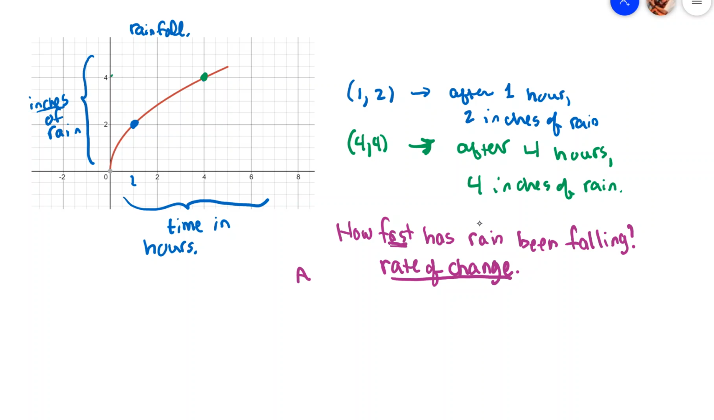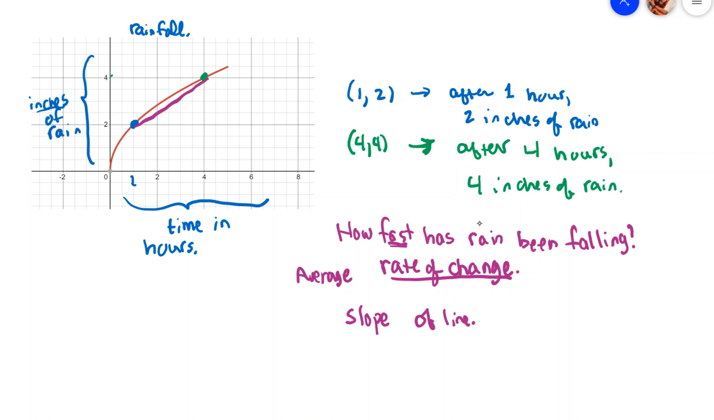Okay. If you've ever taken calculus, you've learned about instantaneous rate of change, and we're not going to go there in this class. We're just going to work with average rate of change. And that happens to be what's called the slope. And it'll be the slope of the line that connects those two dots.